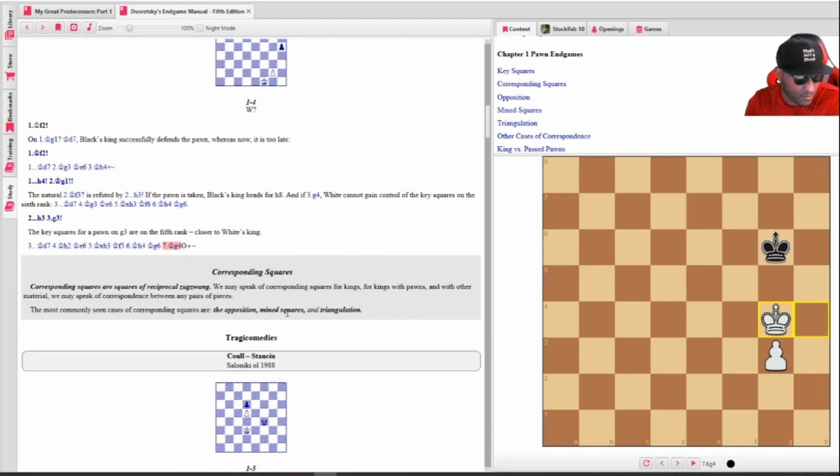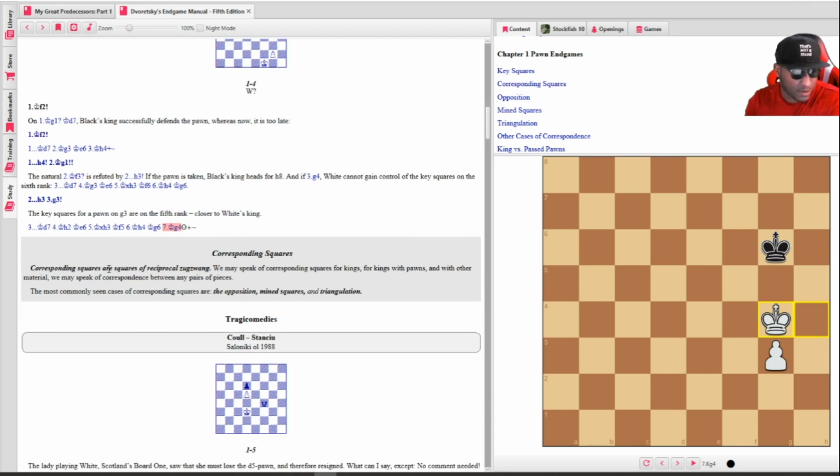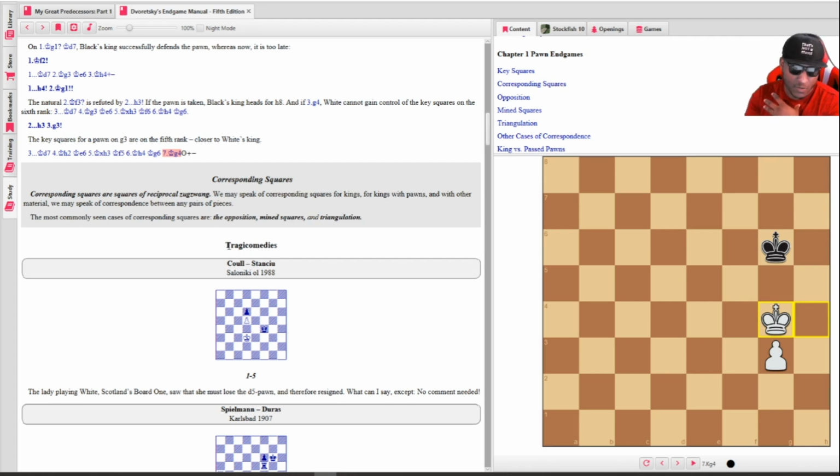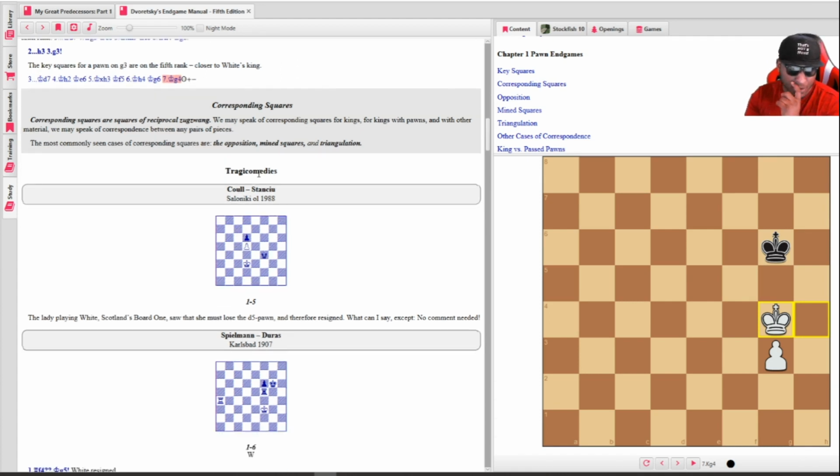So corresponding squares, here we go. Corresponding squares are squares of reciprocal zugzwang. Wow, let's read that again. Corresponding squares are squares of a reciprocal zugzwang. We may speak of corresponding squares for kings with pawns, and with other material. We may speak of correspondings between any pairs of pieces. The most commonly seen cases of corresponding squares are the opposition, mined squares, and triangulation. Tragic comedies, oh, they have this in Van Perlo's Endgame Tactics. That's a nice one. But tragic comedies, yes. Here we go.